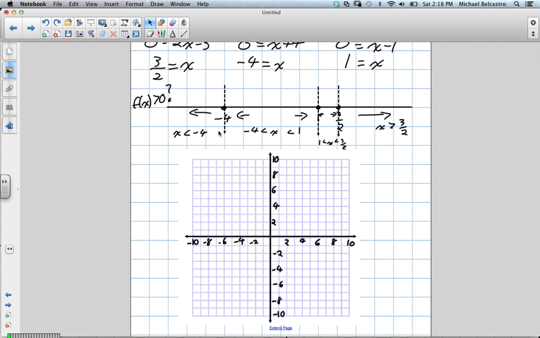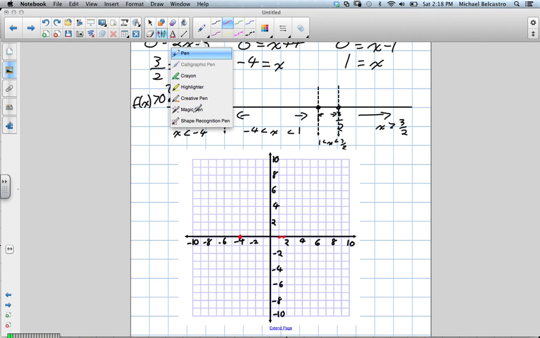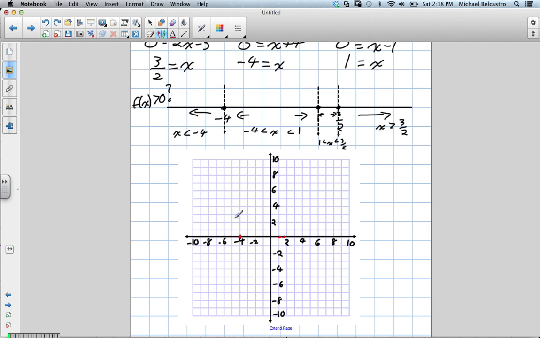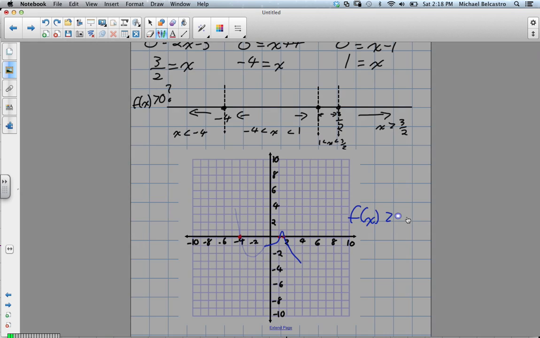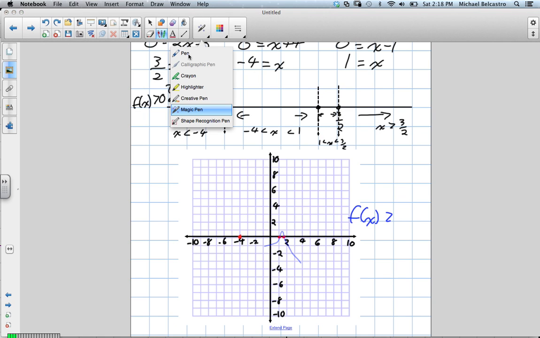So what they're saying here is because these are x-intercepts, at -4, at 1, and at 3 over 2, which is actually right there, we probably have some function that's maybe going like this, coming up, coming down, something like that. We're trying to find when the function, or the y value, is greater than 0. So that's our goal here.